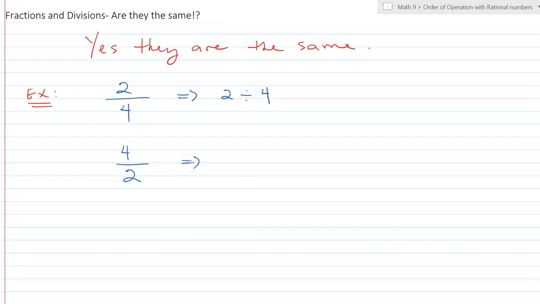4/2 as a fraction, but this fraction sign is actually the same as the division operation symbol. So we can write it as 4 divided by 2 because this fraction line is the same as the division line, and it works every time. All right, now sometimes we can simplify this.